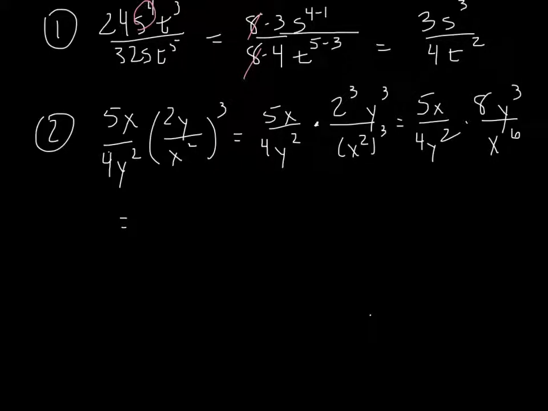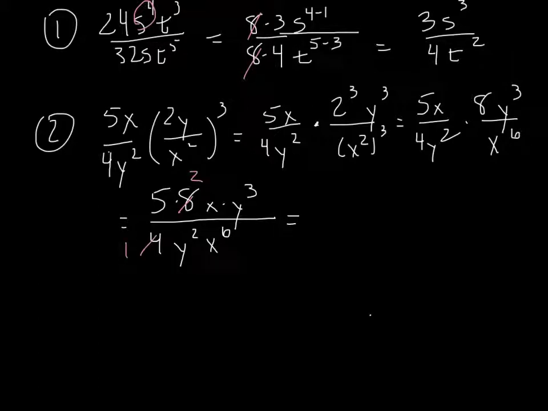Alright, and so if we do that, and now I combine it into one fraction, 5 times 8, x times y cubed, and then I have 4y squared x to the 6th, and that comes from this stuff here. Okay, some stuff will cancel. That goes into that. We're heavier on bottom, heavier on top in those situations.